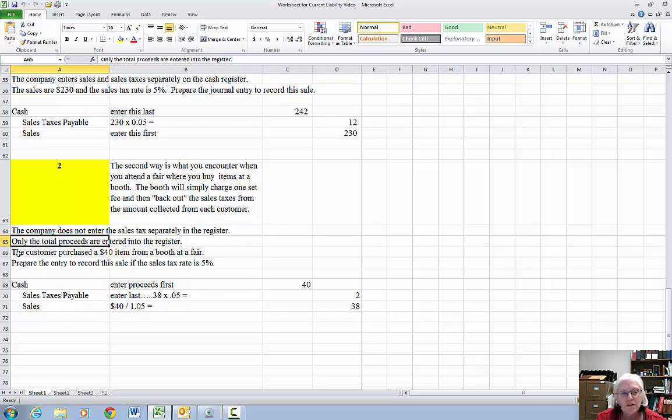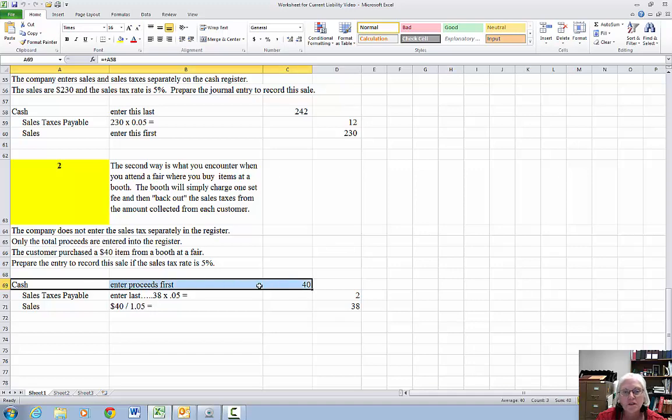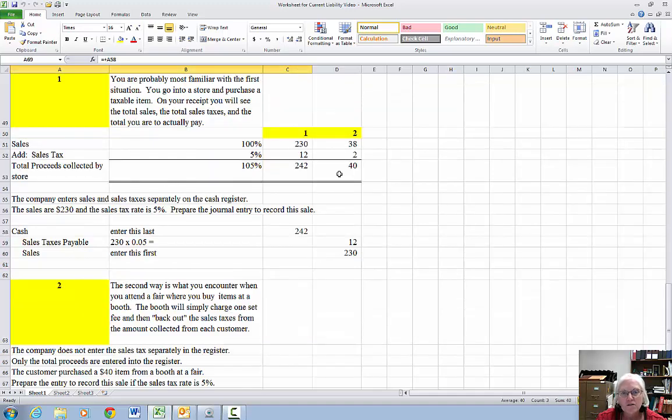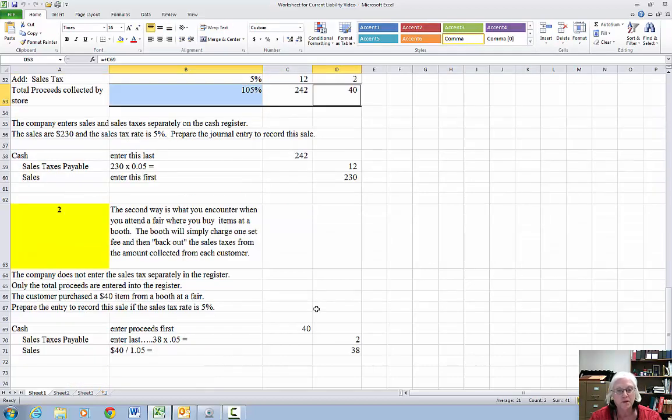So let's say the customer purchased a $40 item from a booth at a fair, and I want you to prepare the entry to record the sale if the sales tax rate is 5%. So on this one, we're going to enter the proceeds first, the $40. And notice the $40 represents the 105%. It's the sale plus the sales tax.